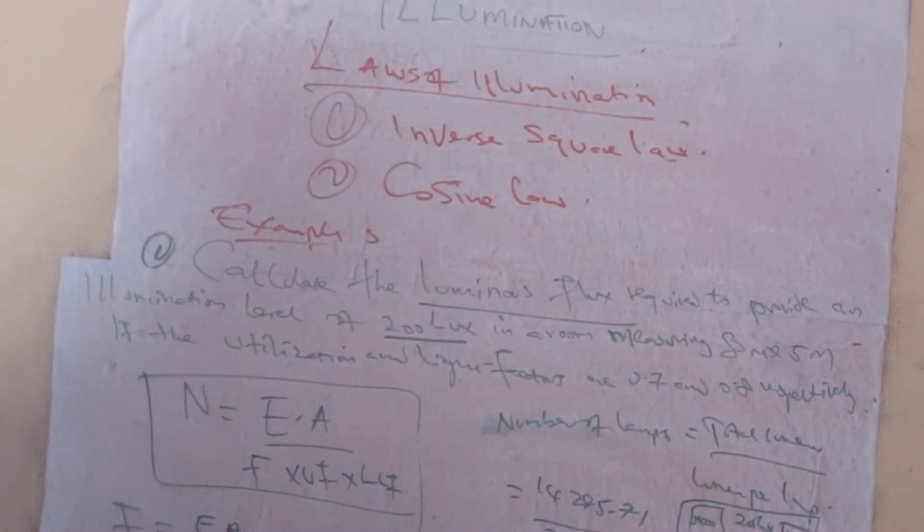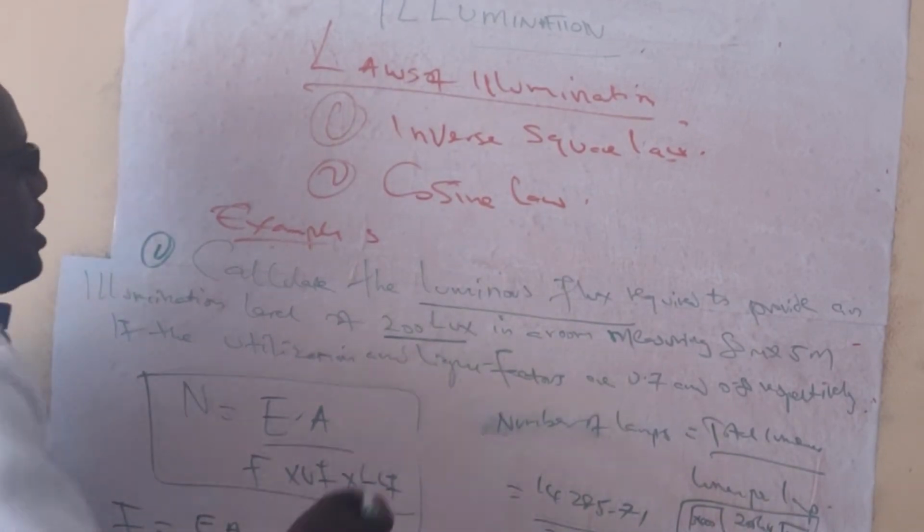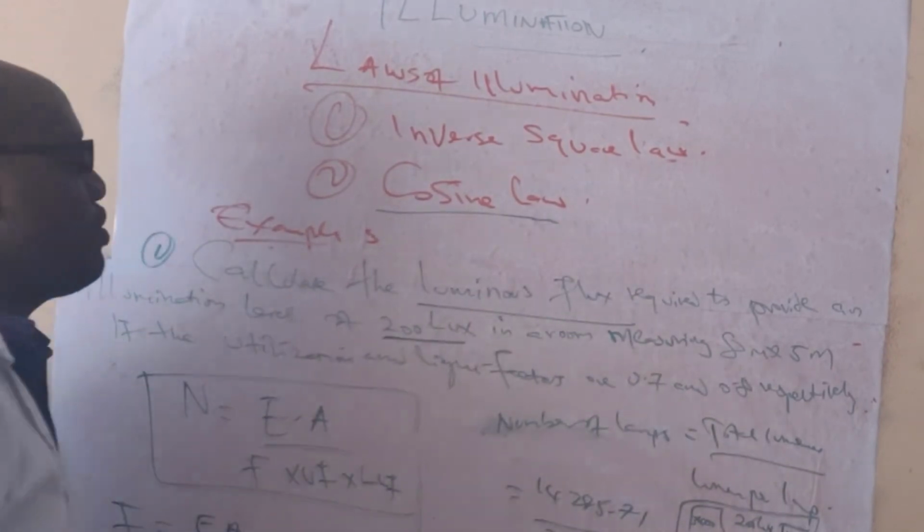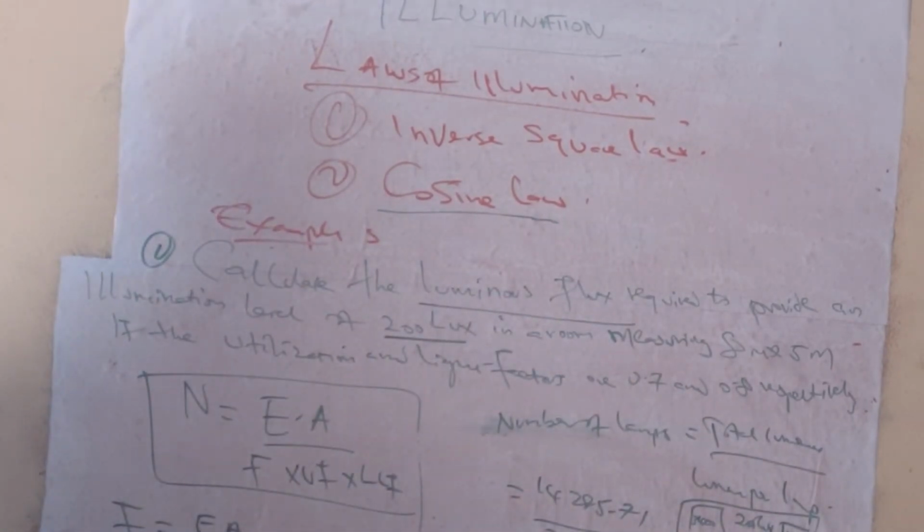Okay, we can't end there until next class, when we shall look at examples for the cosine law. And from there we are supposed to design those lamps according to the room. So one, we are supposed to know the number of lamps required in a room, and then how do we arrange them in a room for better illumination.